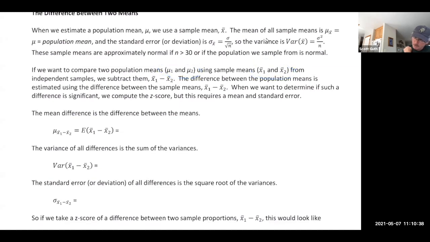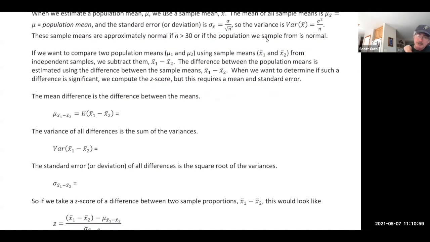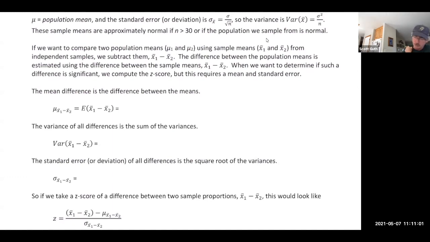If we want to compare the sample means, we subtract them: x bar 1 minus x bar 2. The difference between the population means is estimated using the difference between the sample means. When we want to determine if such a difference is significant, we compute a z-score, but this requires a mean and a standard error. It'll later turn into a t-score. So the mean of differences is the expected value of differences, and the expected value of differences is the difference between the expected values.